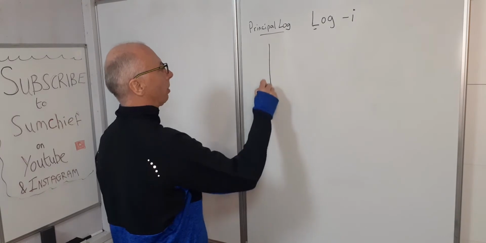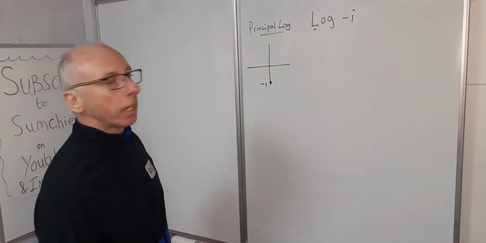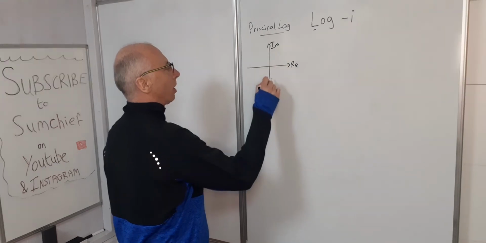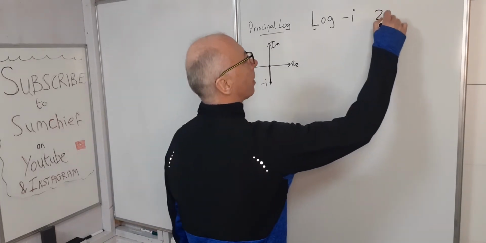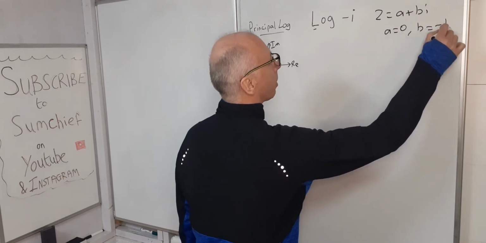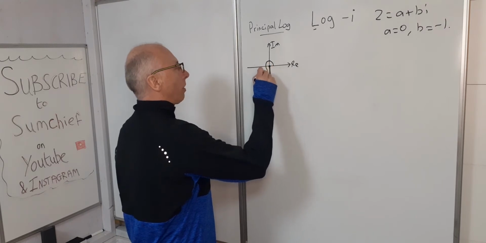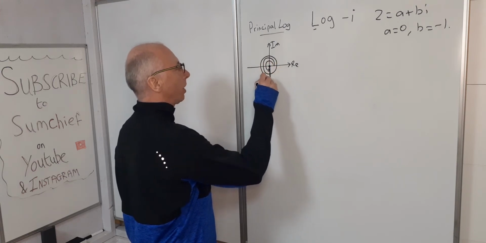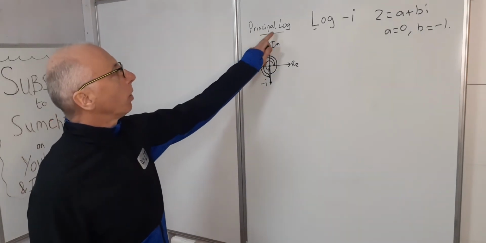So look at what we've got. Minus i is here. Travelling from the real axis, that's the imaginary axis, our minus i, that's our complex number here, that's our z equals a plus bi, where a equals 0, b equals minus 1. Our argument for this goes all the way around to there. That is one solution. We could also go around twice, that's another solution, and so on. We could also go the other way around. So that's why we call it principal log.